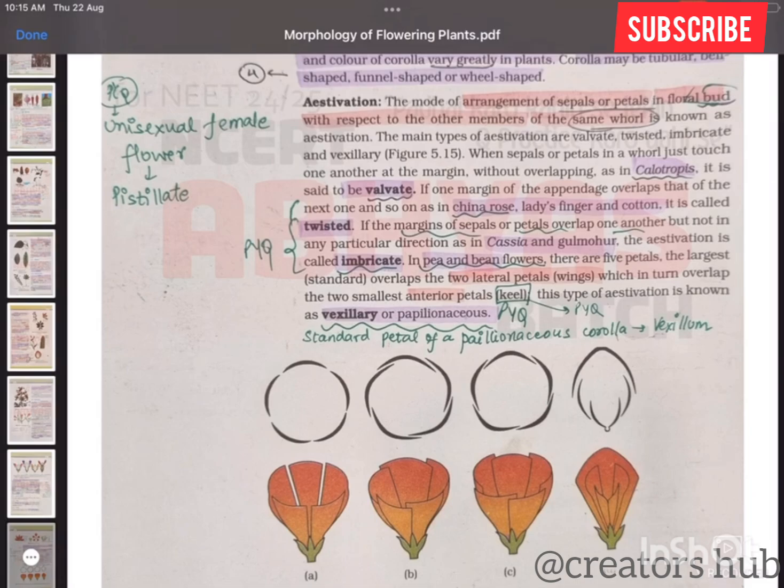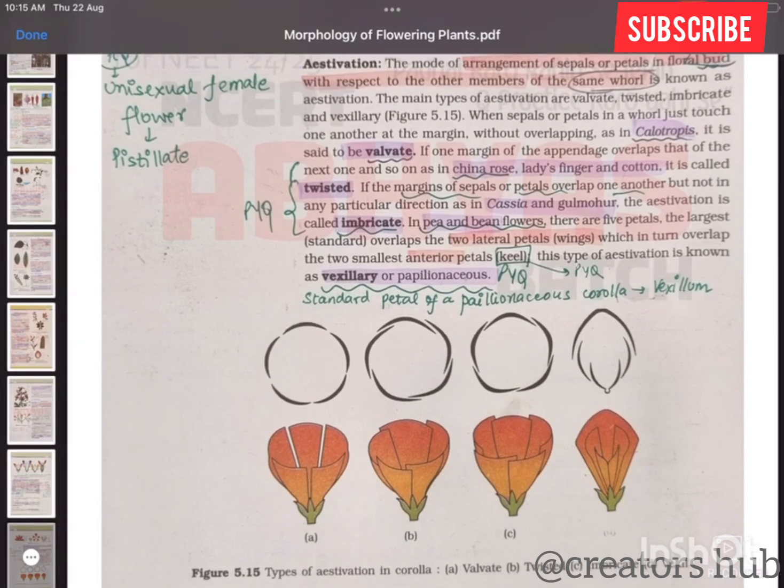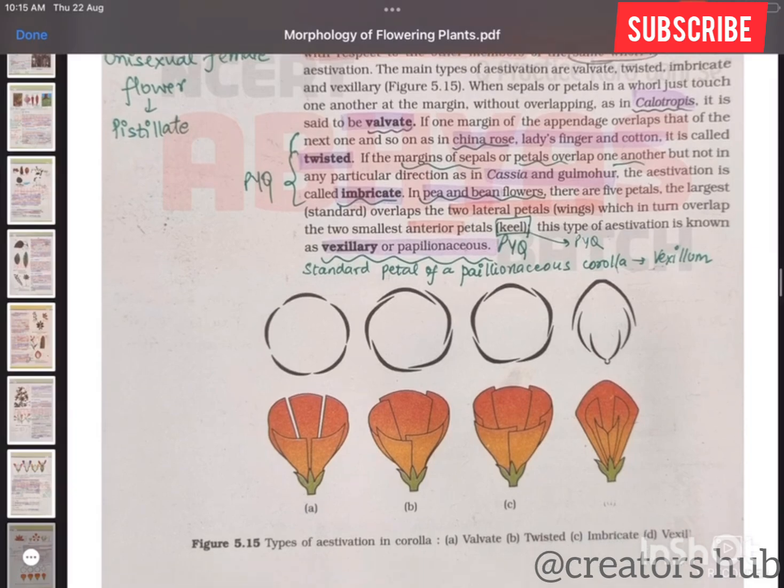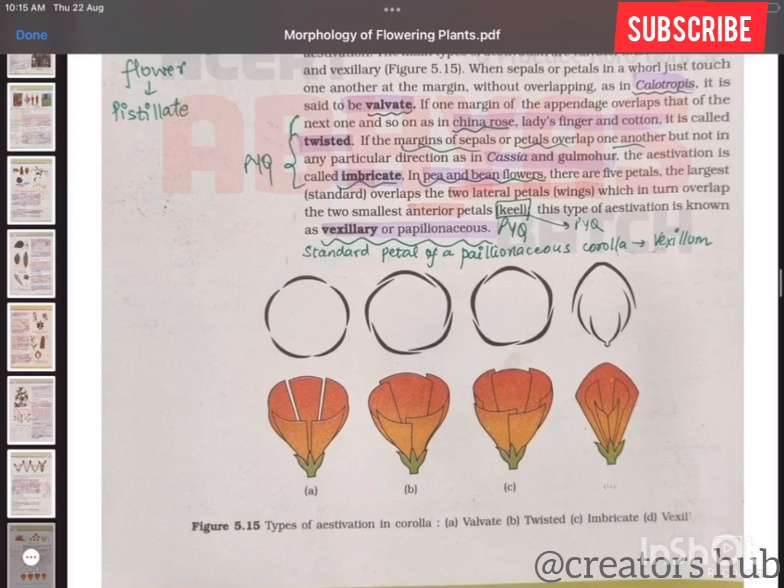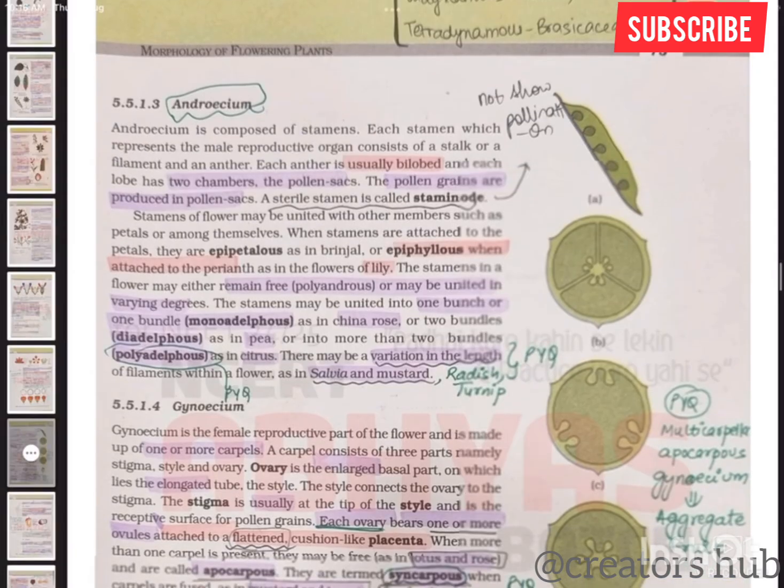it's called twisted. If the margins of sepals and petals overlap one another but not in a particular direction, as in cassia and gulmohar, the aestivation is called imbricate. In pea and bean flowers, there are 5 petals. The largest standard overlaps the lateral 2 wings, which in turn overlap the 2 smallest anterior petals, keel. This type of aestivation is called vexillary or papilionaceous. प्लीज़ रिमेंबर दिस, क्योंकि अक्सर हम वैक्सलरी याद करते हैं और क्वेश्चन वहाँ पे पैपिलोनेशियस पे आता है और हम भूल जाते हैं.